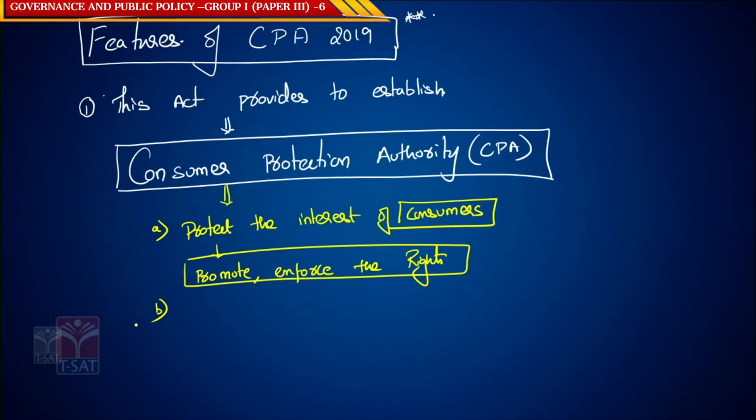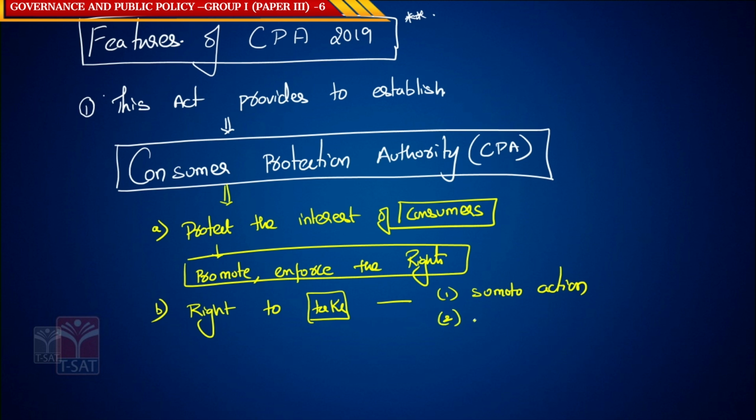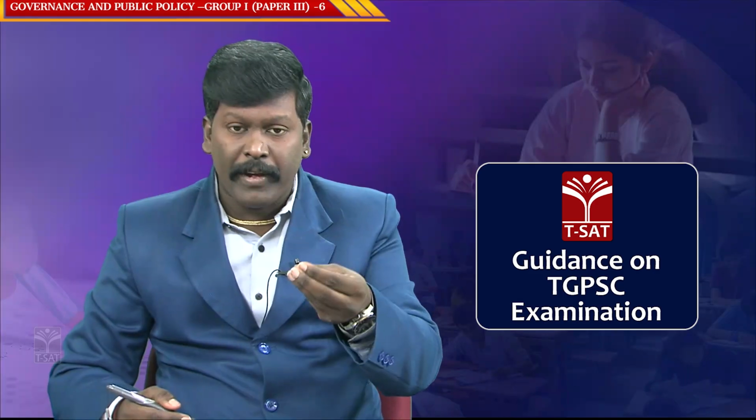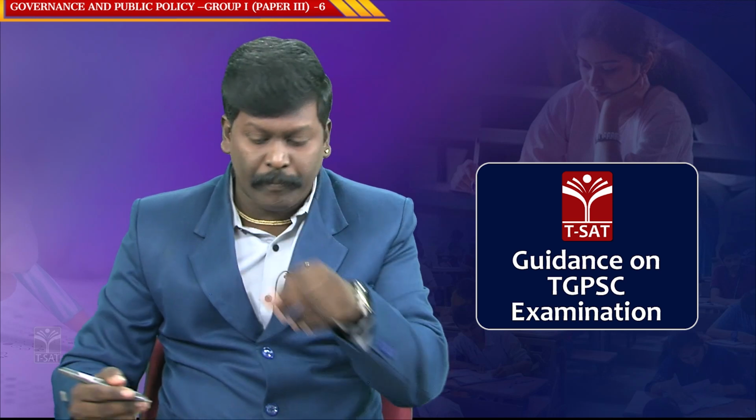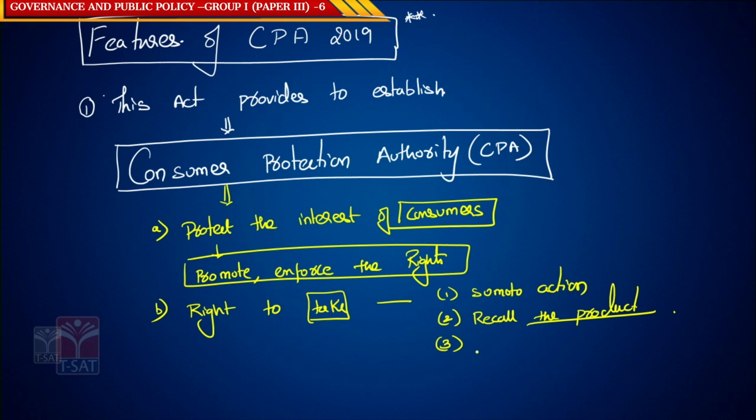What is the next role? The next is that it has a right to take suo motu action against any consumer protection problems. Very important: it has the right to recall the product. When there is a damaged good, when there is any problem related to any goods, it has a right to recall the product.